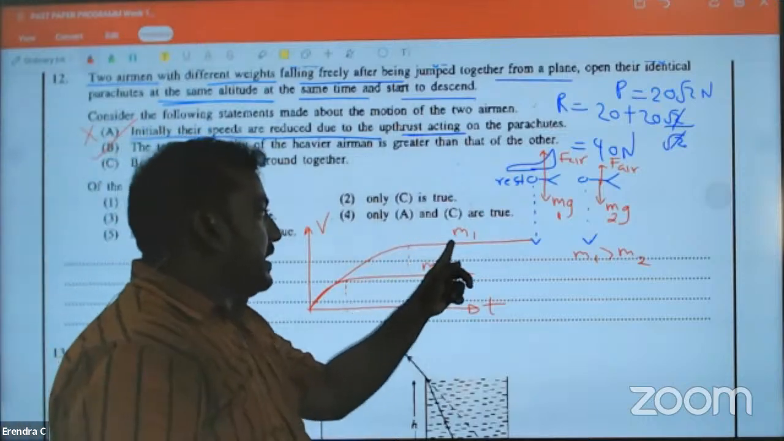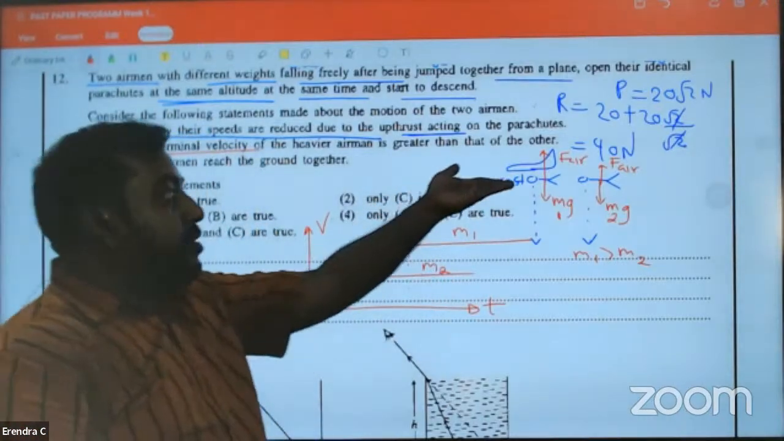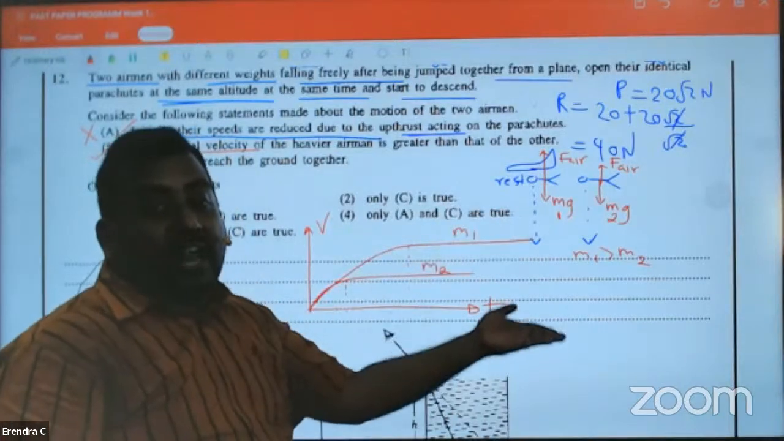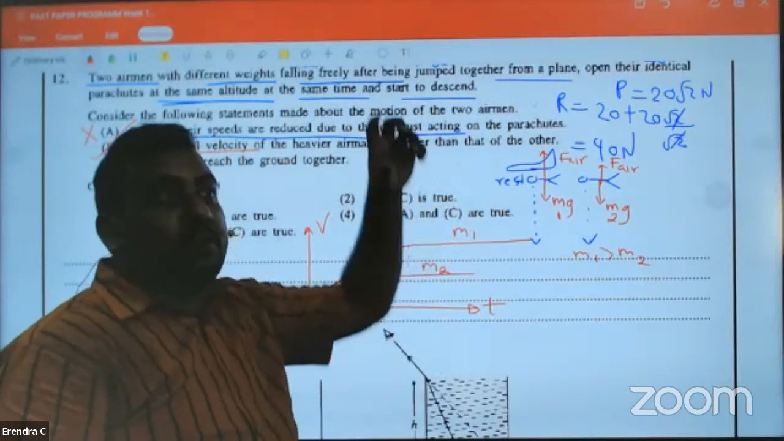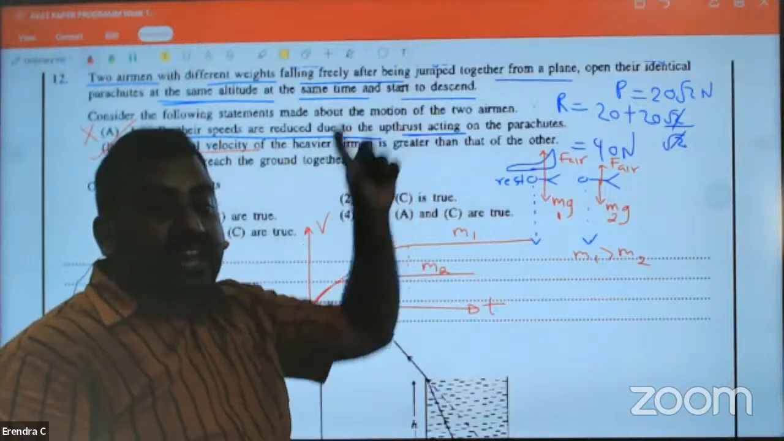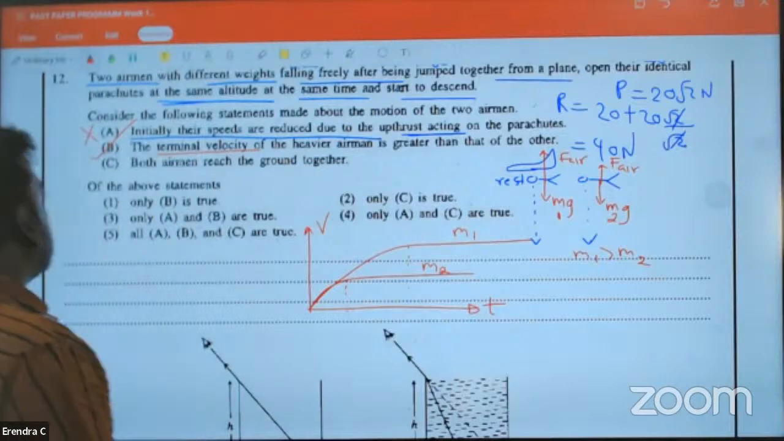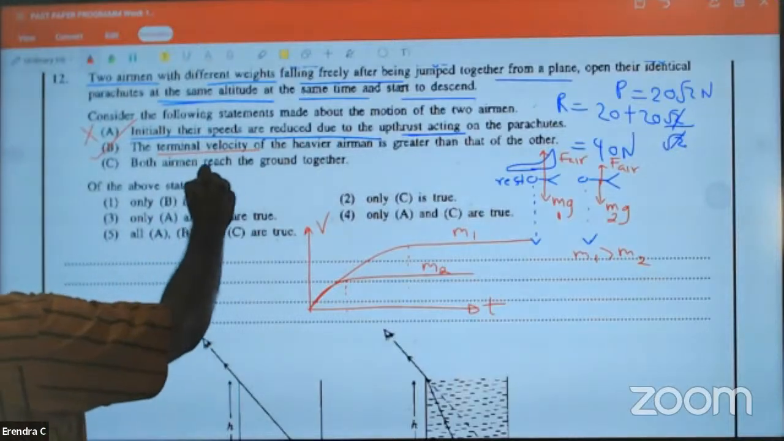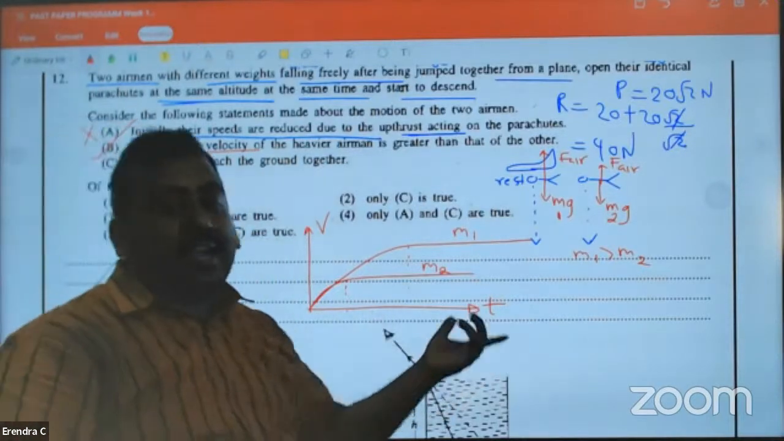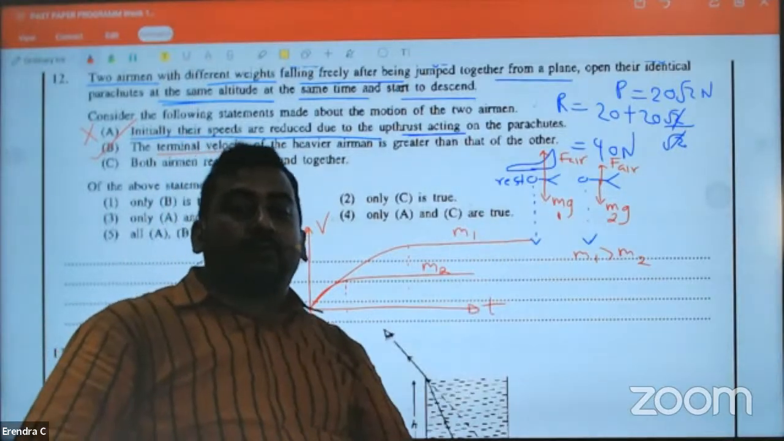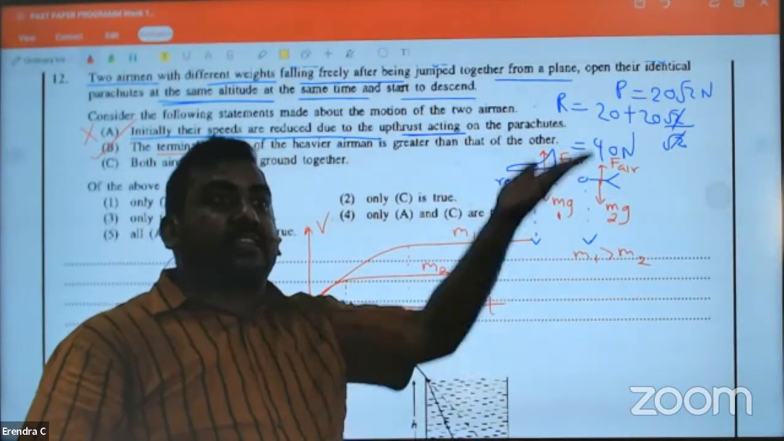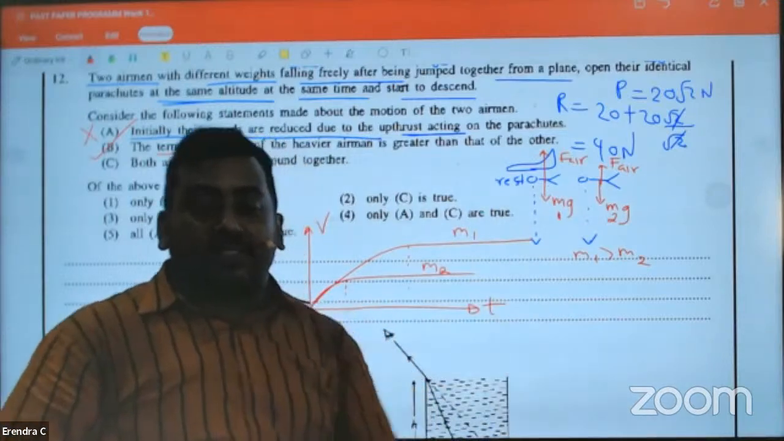Terminal velocity is higher for the heavier man because he's falling a larger distance, so even the mgh is large. mgh is large means greater velocity, right? Both airmen reach the ground together? They can't. Why? This fellow is falling with a higher velocity, and higher velocity reaches the ground first.